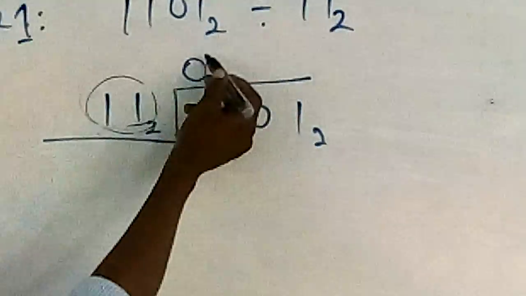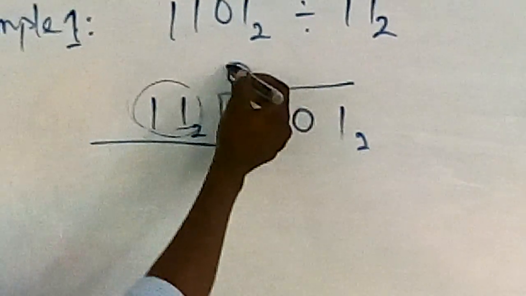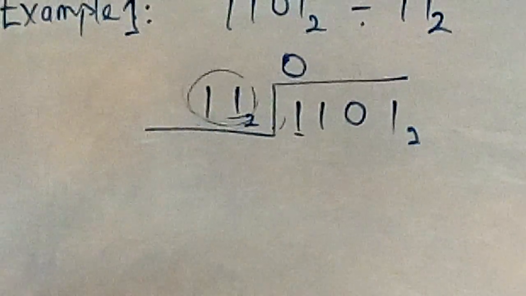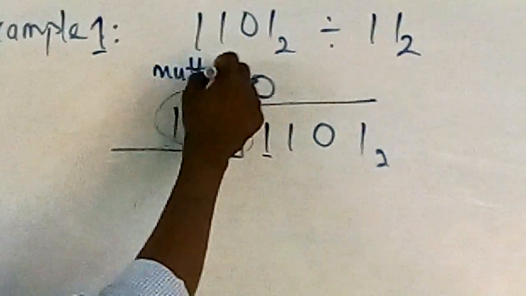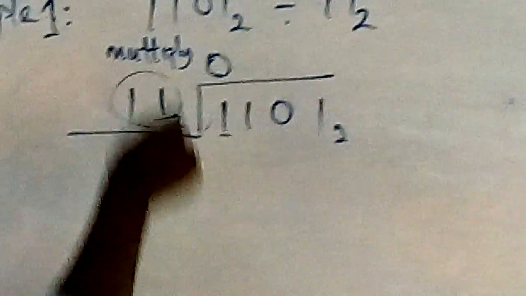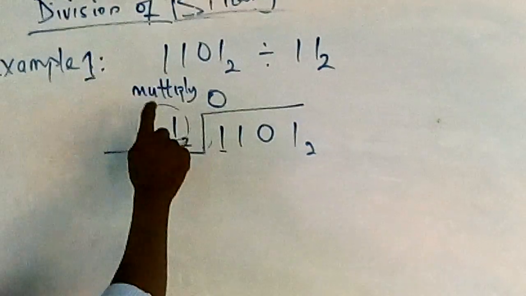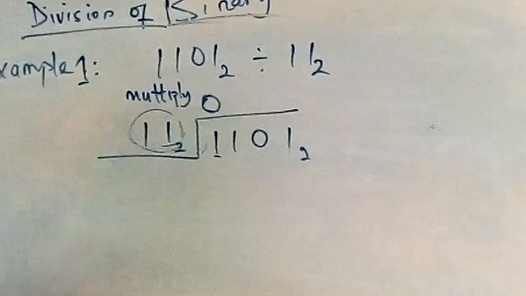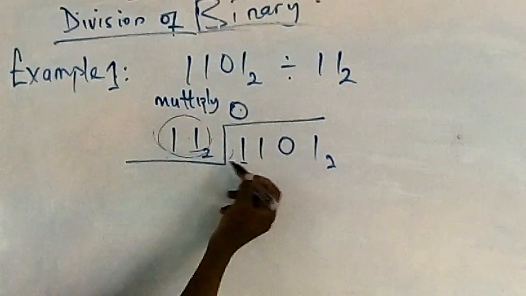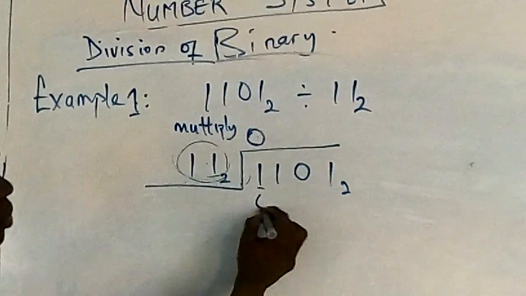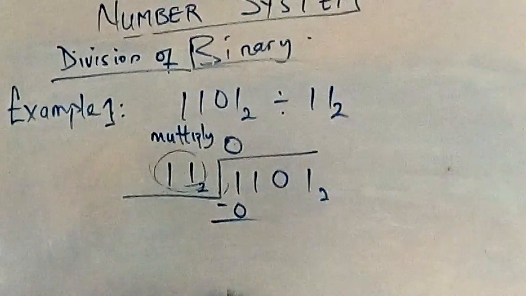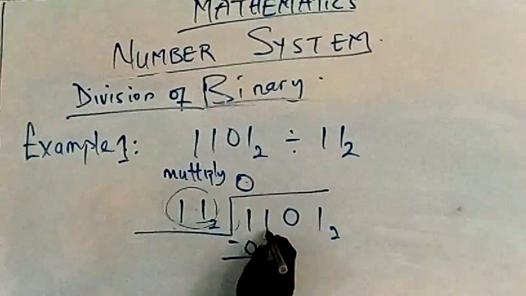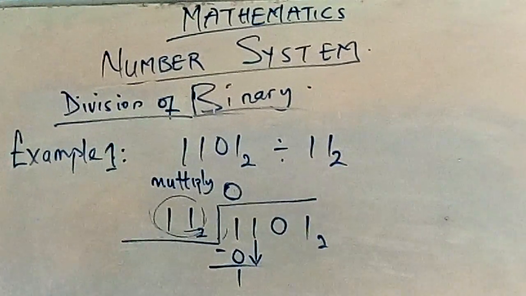So now, immediately you write something up here, immediately you have an answer up there, what you need to do immediately is what? You multiply. Anytime you write any single answer up here, you multiply with this. Now, multiplying this with this will give me 0. Anything times 0 is 0, so you write a 0 under the number you are dividing. Then you do what? Bring your subtraction sign. 1 minus 0 will give me 1. Then you drop just one number.